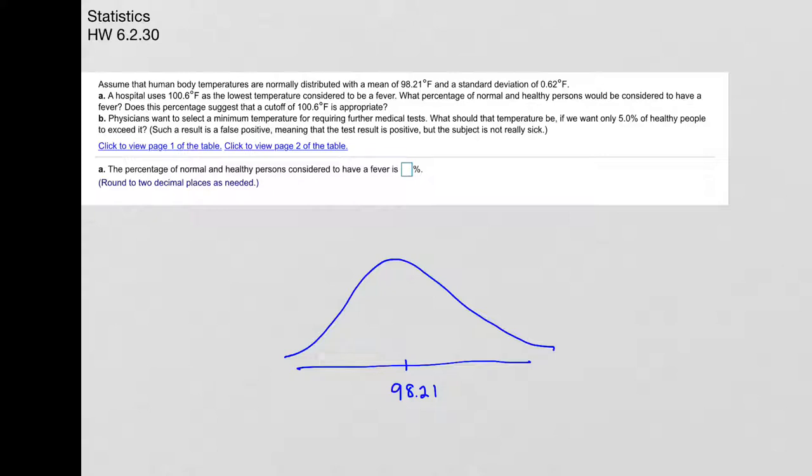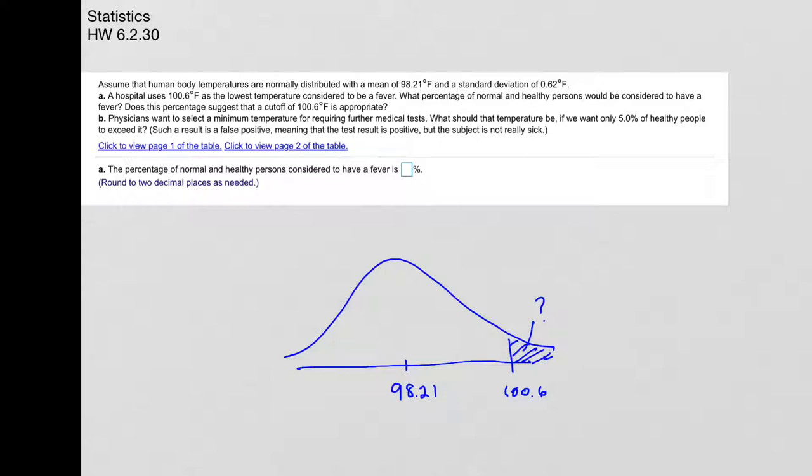In Part A, it says that a hospital uses 100.6 degrees Fahrenheit as the lowest temperature considered to be a fever. So we've got 100.6 up here, and the question is, what percentage of normal and healthy people would be considered to have a fever? So the distribution is of healthy people, and we're looking at what percentage of those healthy people have a normal body temperature of above 100.6.